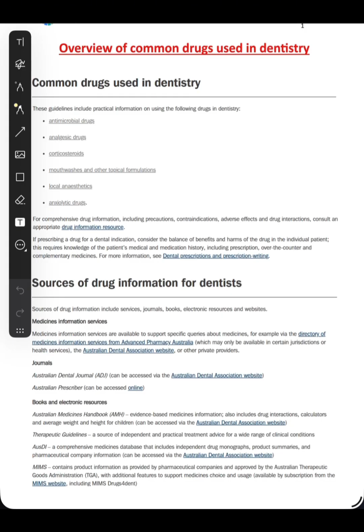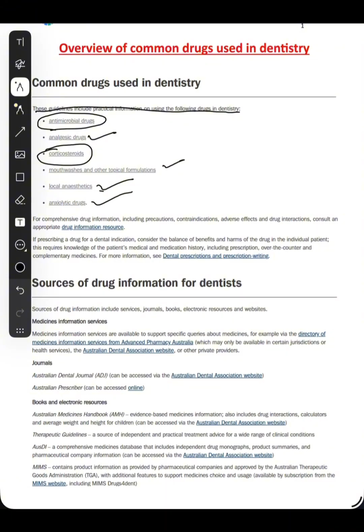All right, so let's start with the overview of common drugs used in dentistry. These guidelines include practical information on using the following drugs in dentistry: antimicrobial drugs, analgesics, corticosteroids, mouthwashes and other topical formulations, local anesthetics, and anxiolytic drugs.